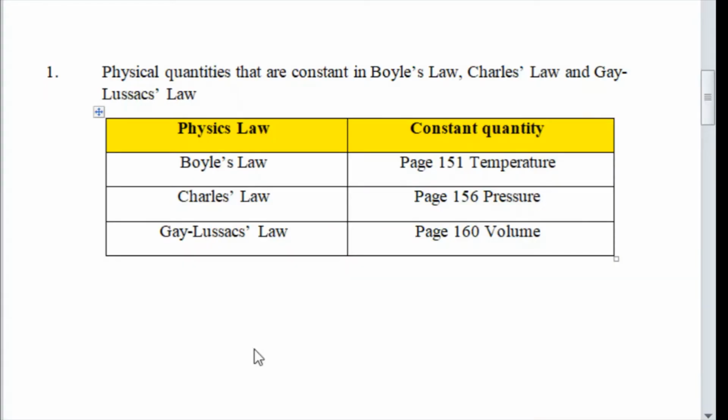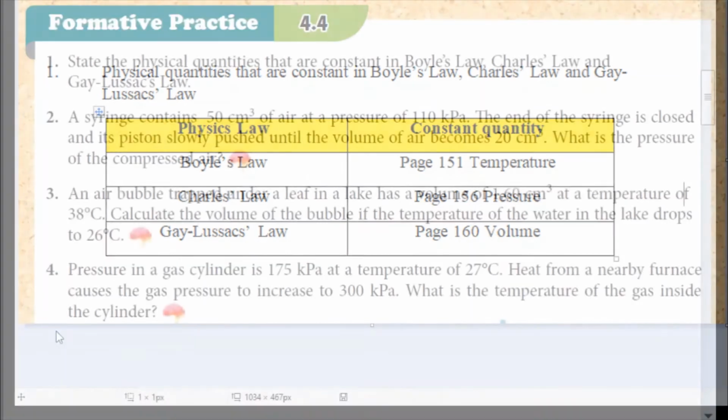Based on the video clip just now, we can see that the constant quantity for Boyle's law is temperature, for Charles' law is pressure, and for Gay-Lussac's law is volume. Now let's continue to question number 2.